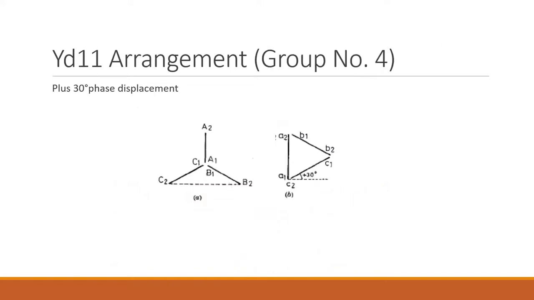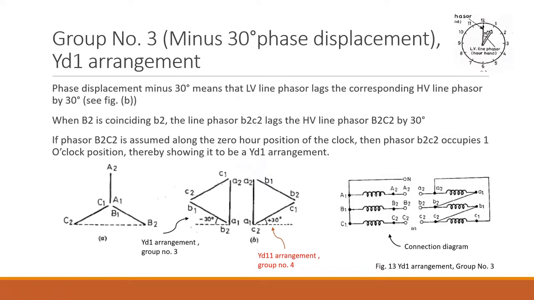We have already seen the YD11 arrangement. The connection diagram you can draw considering this figure. While drawing the connection diagram, whatever terminals are connected here should be done. Do not use this figure, this one. The connection diagram is going to change for YD11. This is drawn for YD1, but here we have shown the YD11; both are shown in order to compare. This is minus 30 degree, this is plus 30 degree. So minus 30 degree belongs to group number 3, and plus 30 degree belongs to group number 4. We are talking about phasor group number 4 and phasor group number 3.